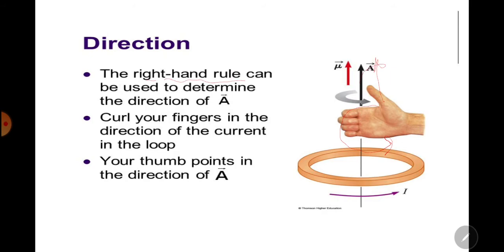The right hand rule can be used to determine the direction of a vector. Torque is a vector. Curl the fingers in the direction of the loop. Your thumb will give the direction of torque.